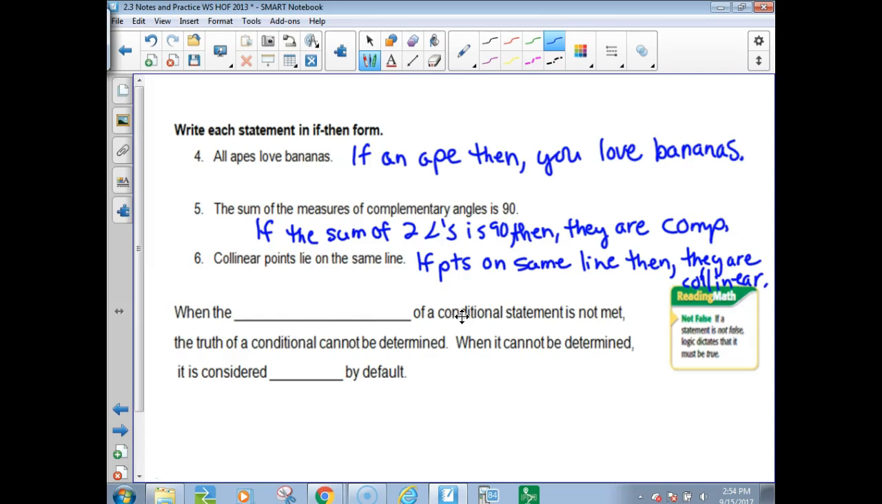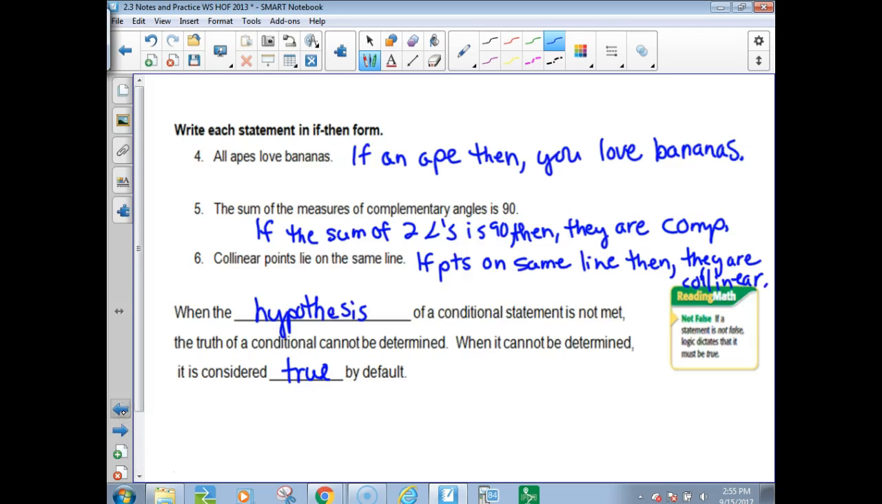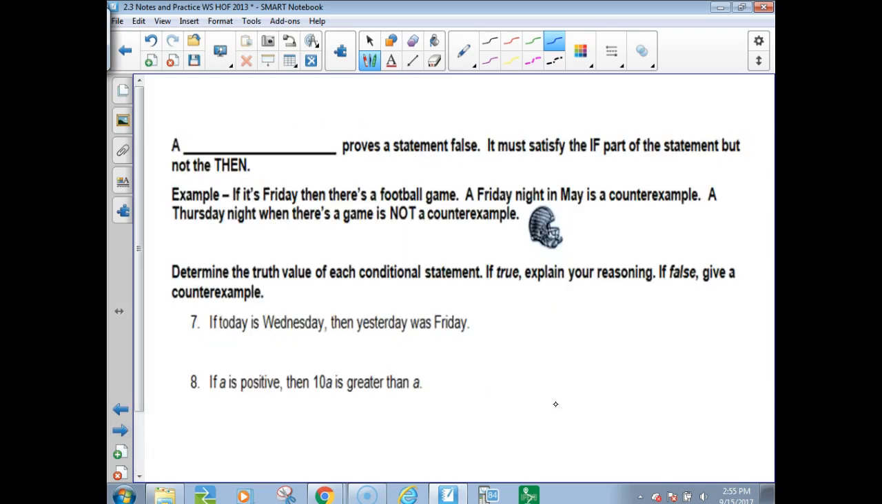All right. When the hypothesis of a conditional statement is not met, the truth of a conditional can't be determined. When it cannot be determined, it's considered true by default. If a statement is not false, logic dictates that it must be true, is what that says on the box. True. Sure. Okay, I realized you had to flip your page now in your packet.